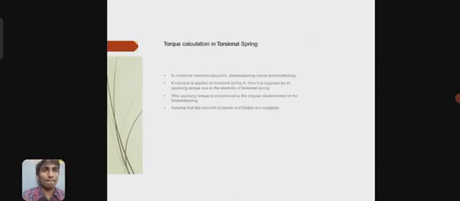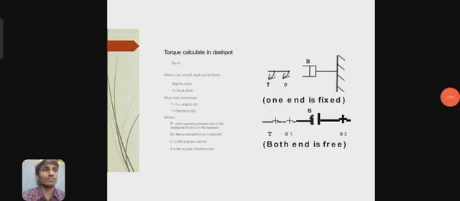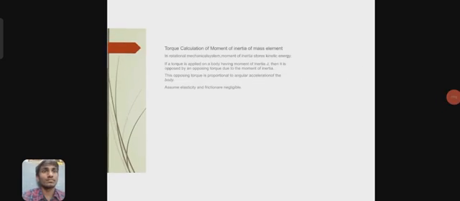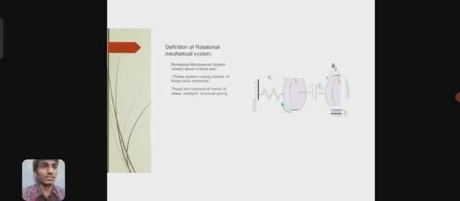So I think we got enough information regarding the rotation. Let's see an overview. You can find the rotational mechanical system where a spring is attached to a rigid body, and one end is attached to the free body, and another end is attached to the dashpot, and this end is attached to another body.